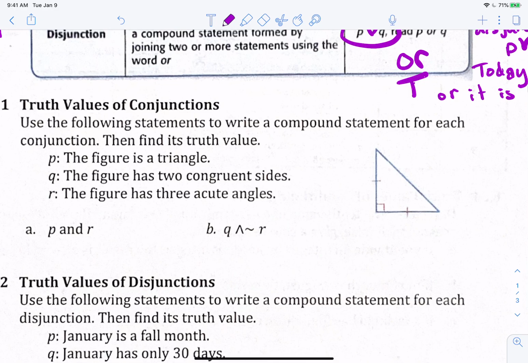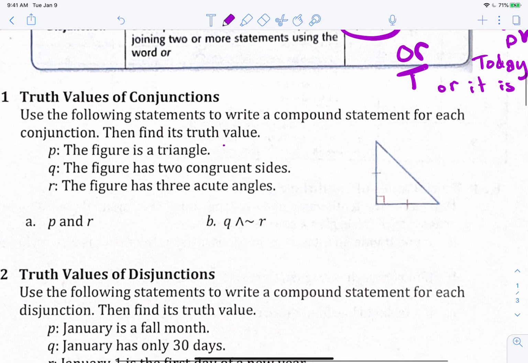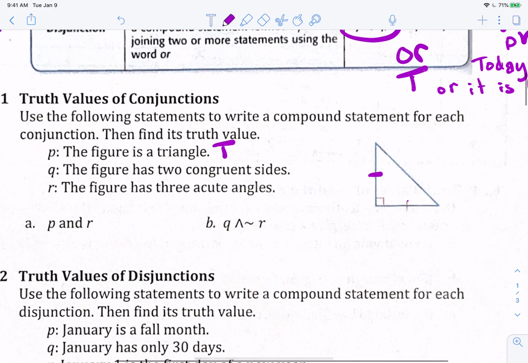Okay, so let's go through these. The figure is a triangle. Is this figure a triangle? Yes, true. The figure has two congruent sides. Yes. How do you know? These two little tick marks; congruent means equal or the same size, so that is true. And the figure has three acute angles. False. How do you know? Because one of them is a right angle, so that is a false statement.